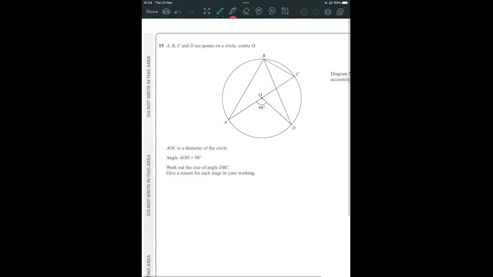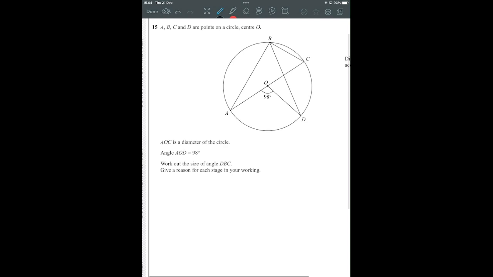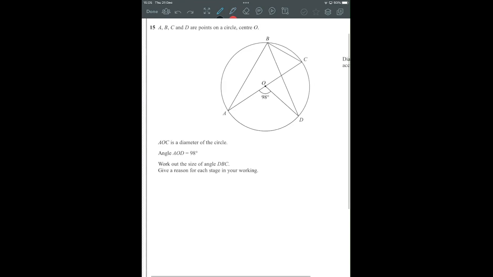Our circle theorem question. A, B and C are points on a circle with the centre. Already I'm seeing various shapes. I can see the arrowhead here. I might use that in a second. AOC is a diameter. Well, that tells me things about right angles. Might use that in a bit. Work out the angle DBC. So I need this little bit of an angle here.